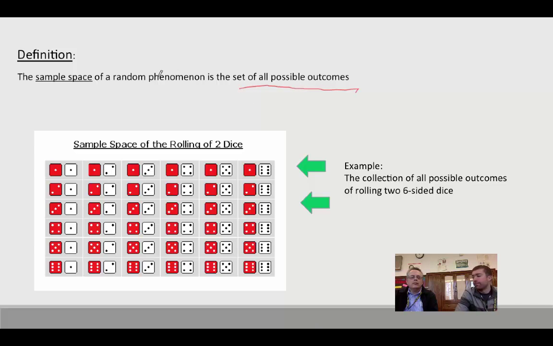So remember the random, what? Oh, I thought you were going to say something. Sorry. No, this looks like the one in class. We have the first die is red. Actually, I kind of like this.